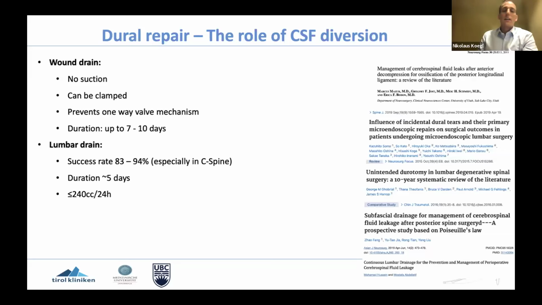For the lumbar drain, the reported success rate is relatively high, more so in the C-spine. The duration is somewhere between 3 and 5 days, and the recommended drainage rate is between 120 and 240 cc over 24 hours. A shunt is the last resort, so you may use a lumboperitoneal shunt if everything else fails. Literature says this can be removed once the symptoms resolve.